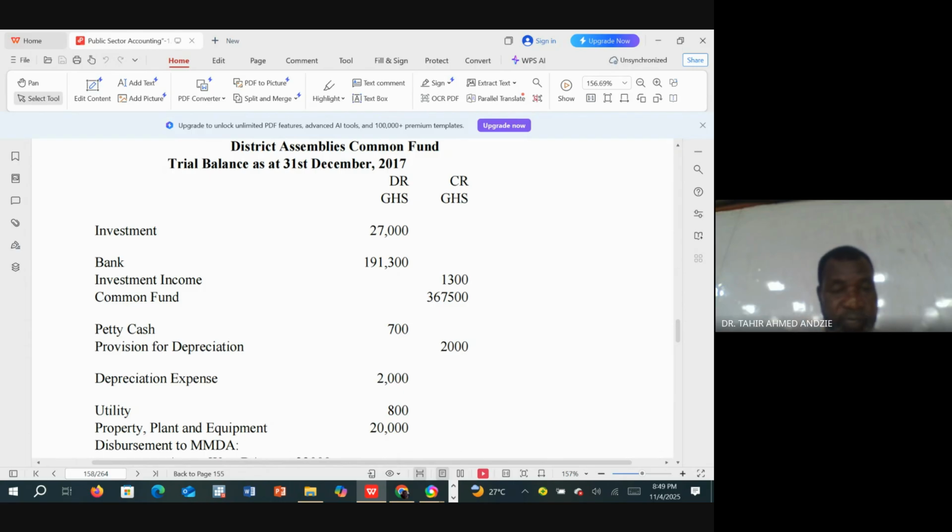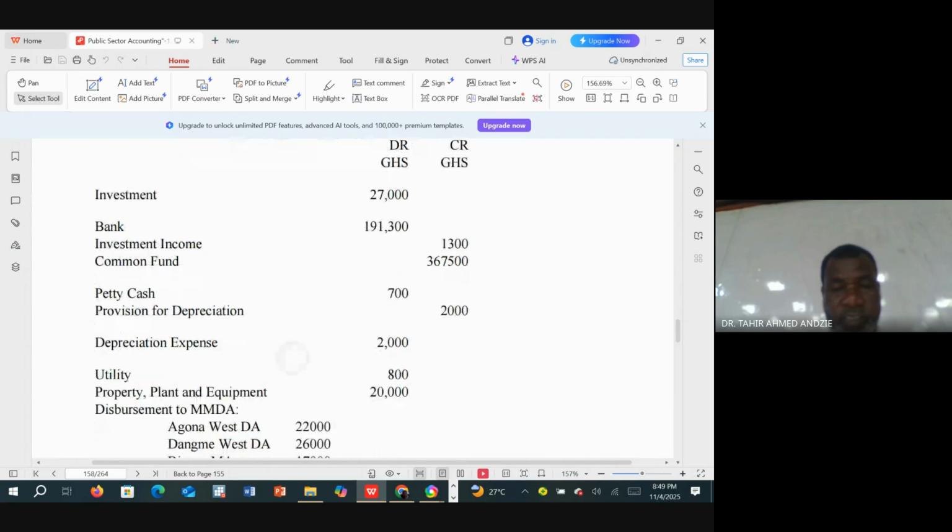That is 367,500. Then we have petty cash, and you know what is petty cash? That is the amount that was kept in the imprest system. So the petty cash is 700. Provision for depreciation, that is the accumulated provision on whatever assets the assembly has. Once it is a provision, it's not necessarily expenditure, it's a provision. That's why it's at the credit side.